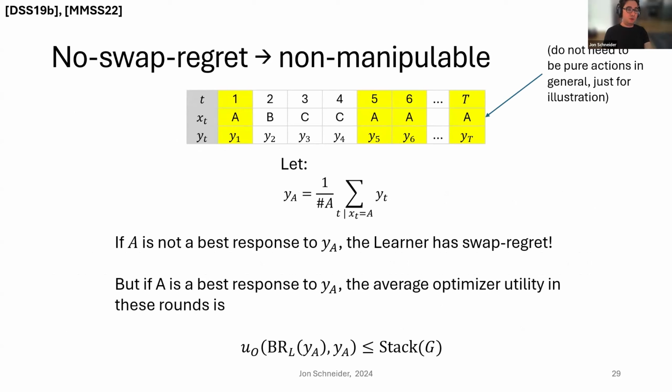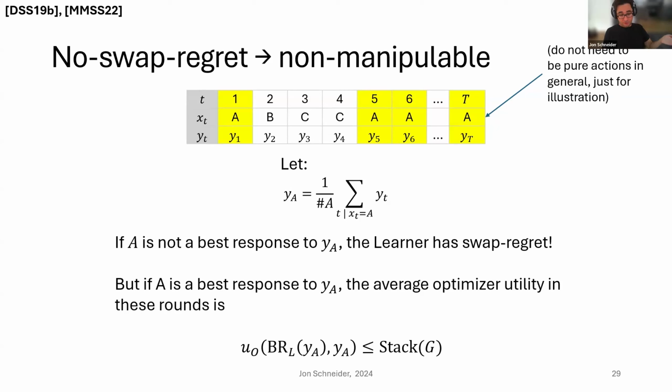What we can do for these rounds is look at the average action played by the optimizer on these rounds, this Y sub capital A. And let's think about the properties of Y sub capital A. In particular, if capital A is not a best response to Y sub capital A, then the learner has swap regret. Just by the definition of swap regret, they could swap playing action A to some other action, the actual best response to Y sub A, and they would gain a bunch of utility.